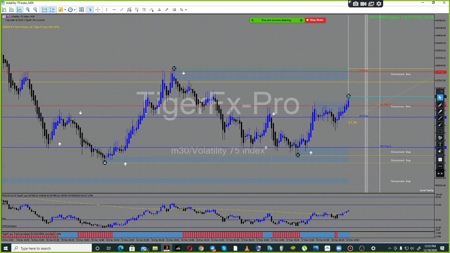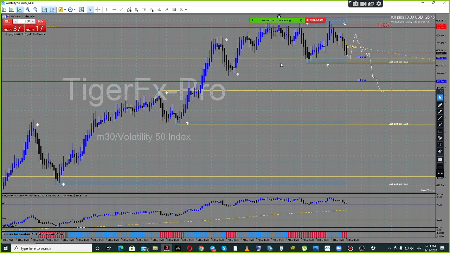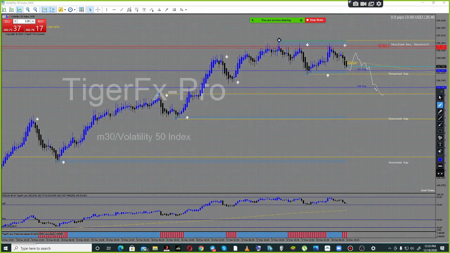Now I'm going to show you another example of how to avoid the market changing direction on you. I'm going to show you an example with the Index 50. Here on the Index 50, as you can see, we do have our signal.